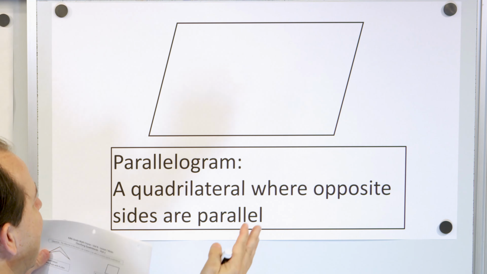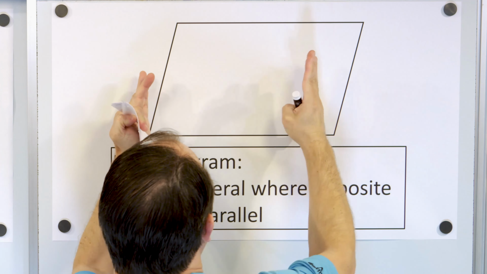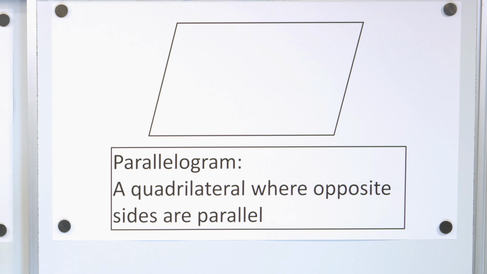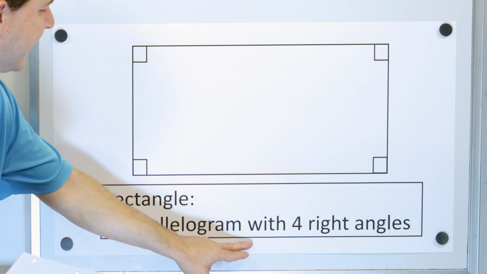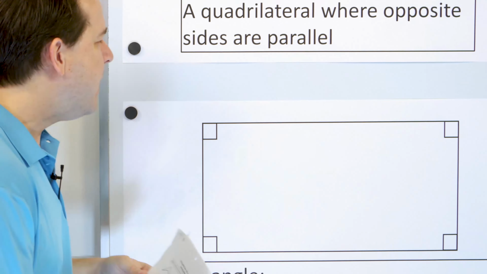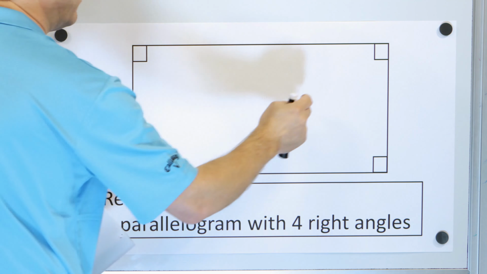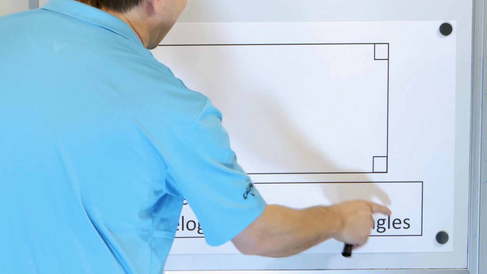So you can have lots of shapes that are parallelograms. It could be straight up and down, it could be tilted more, it can be tilted less, but the opposite sides have to be parallel. Now we have what we call a rectangle. A rectangle is a special kind of parallelogram. So a rectangle is a parallelogram because notice this side is parallel to this one, and this one is also parallel to this one, but it is a parallelogram that has 4 right angles.